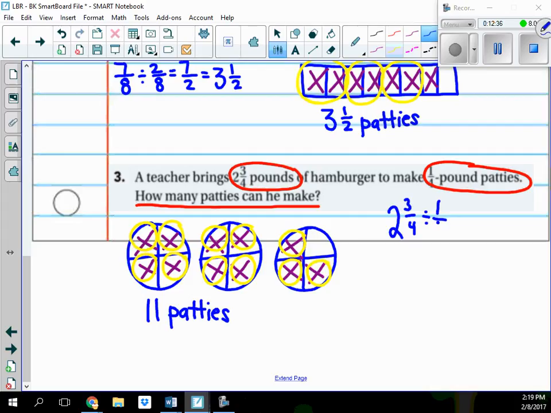Okay, so 2 3/4, you'd have to make that into an improper fraction, which would be 11/4. So 11/4 is an improper fraction divided by 1/4. Well, what do I do next? And then it's 11 over 1, and 11 over 1 equals 11. Awesome. You guys are doing amazing work today. Let's go to our next problem.